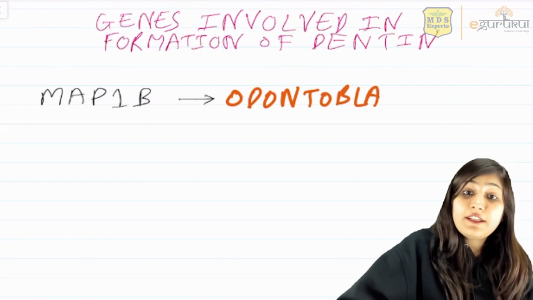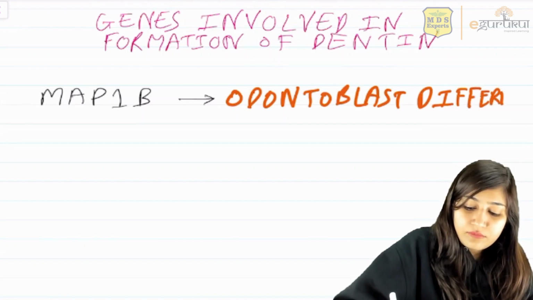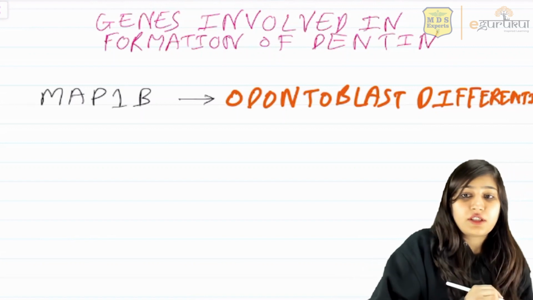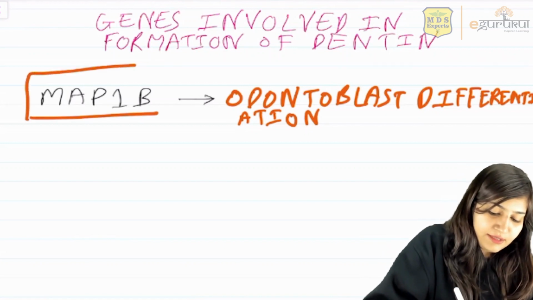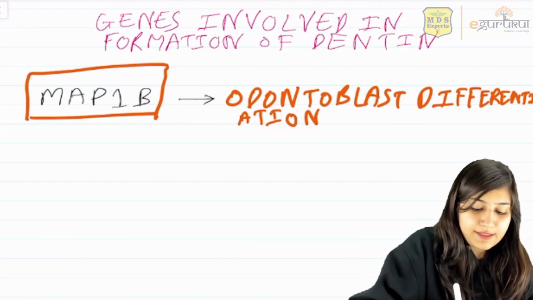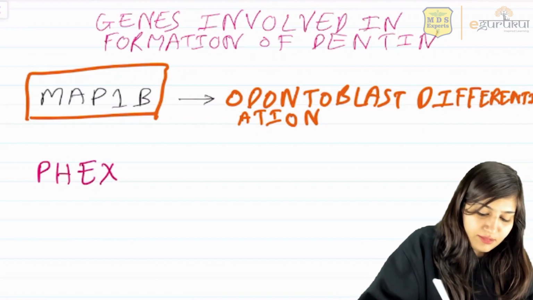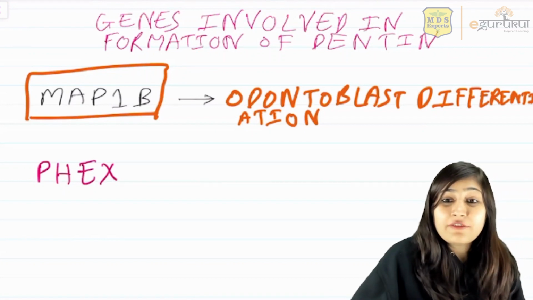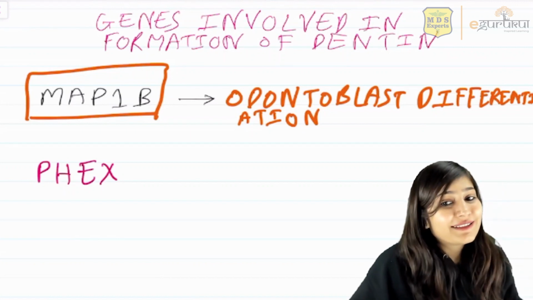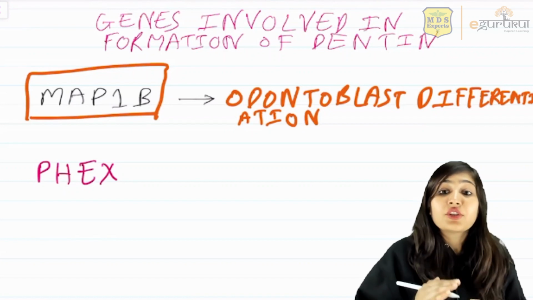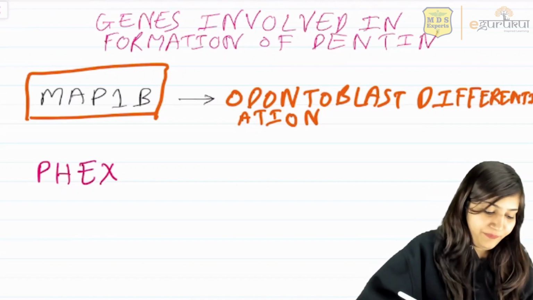And the other one is PHEX. So once odontoblasts differentiate, they start forming dentin. So collagenous matrix will be laid down, and the next step is mineralization of that matrix. So the PHEX gene will be involved in mineralization of dentin.